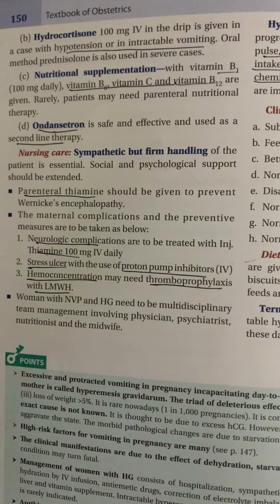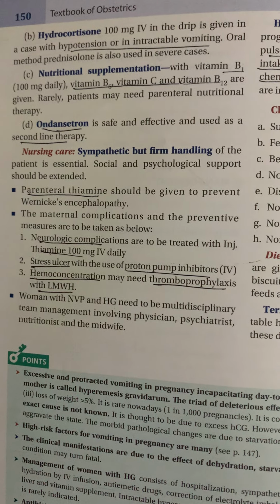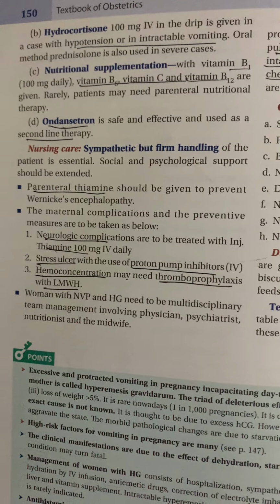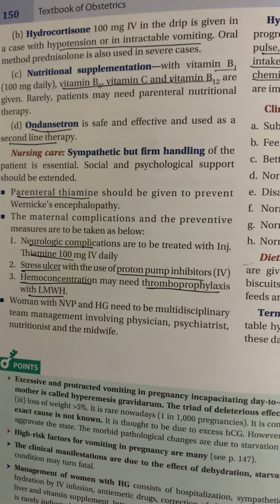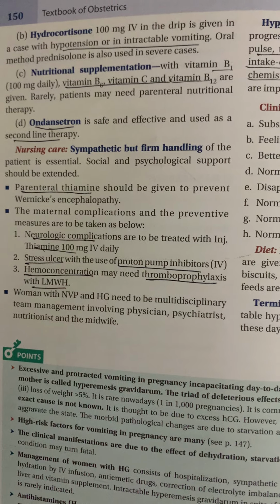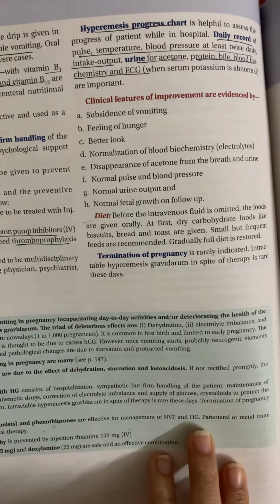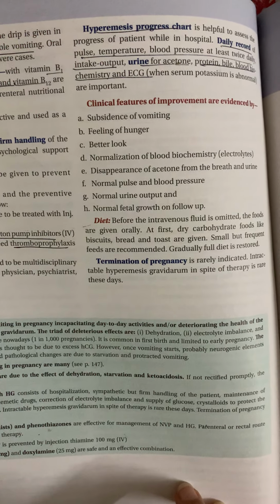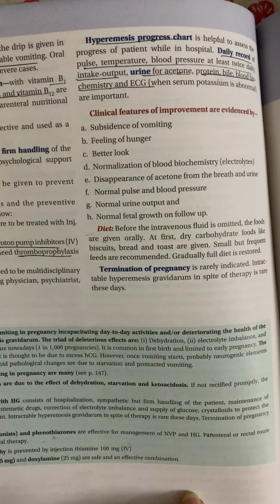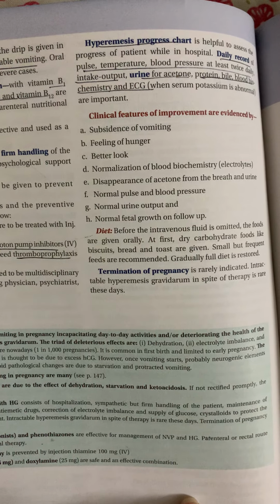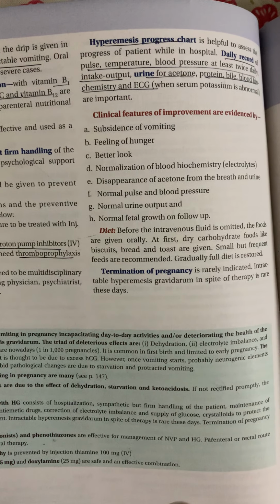Then nursing care like parenteral thiamine can be given to prevent complications like Wernicke's encephalopathy, beriberi. Then for stress ulcers, we can give proton pump inhibitors, and in case there is hemoconcentration because of dehydration, then we give prophylaxis with low molecular weight heparin. Then we have to make a hyperemesis progress chart wherein daily we record pulse, temperature, BP at least twice a day. Then urine output is checked. Urine is checked for acetone, proteins, bile, etc.